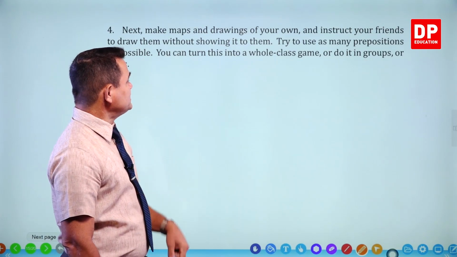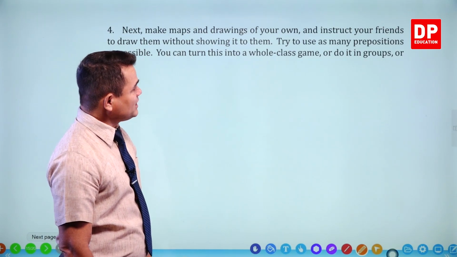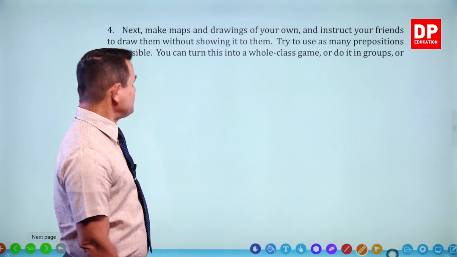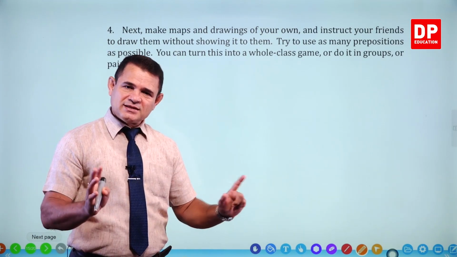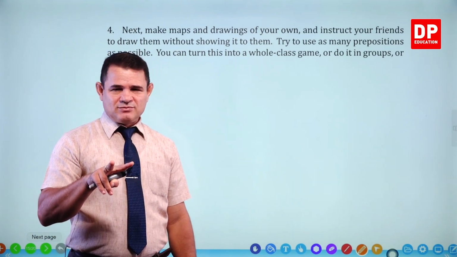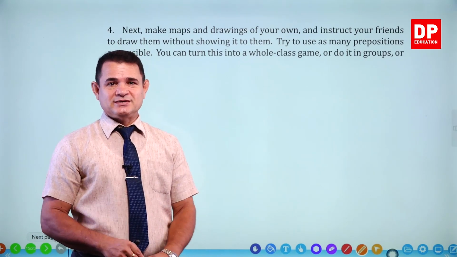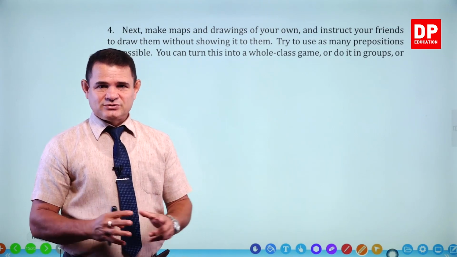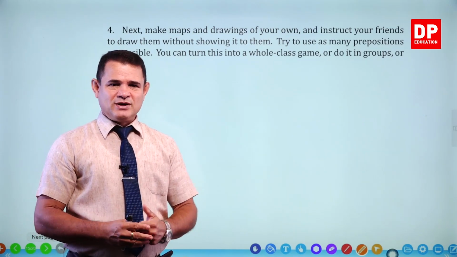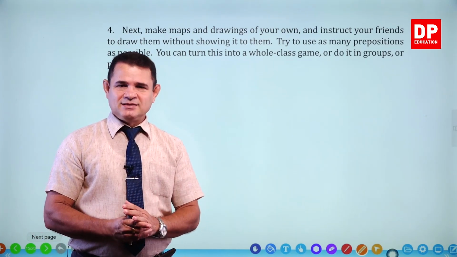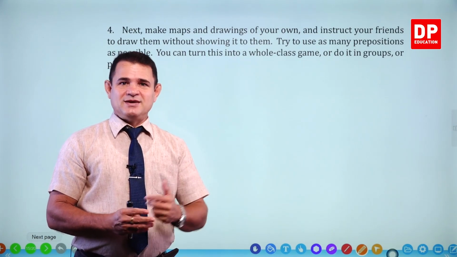You can turn this into a whole class game or do it in your group or pairs. පන්තියත් එක්කම කරන්න පුළුවන්, pairs කරන්න පුළුවන්, right? In groups also you can do it. Anyway, try to do it. Even in the class in the school, ඉස්කෝලේ පන්තිය කරන්න පුළුවන්, ඔයාලට ගෙදර නංගි මල්ලි අක්කයි එක්කත් කරන්න පුළුවන්. Or with a friend, right?